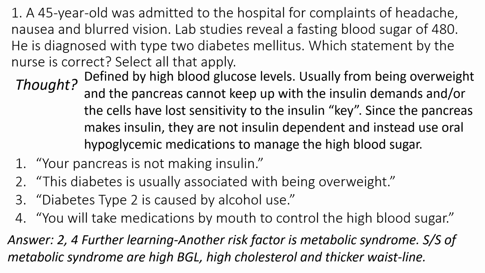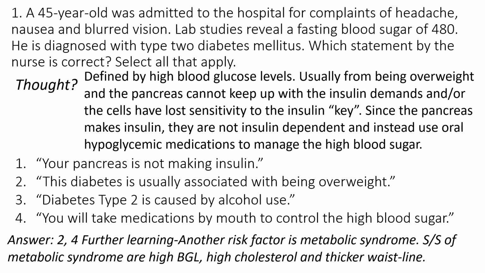So in the further learning, one other risk factor for having diabetes type 2 that I wanted to connect is this metabolic syndrome. Metabolic syndrome sometimes is referred to like a pre-diabetic stage, and just know that the triad of metabolic syndrome is higher blood glucose levels, high cholesterol, and a thicker waistline, if you see that mentioned in your diabetic type 2 conversations.